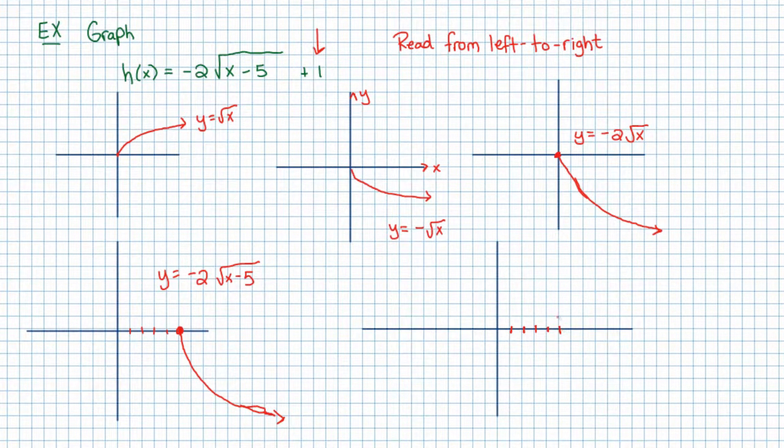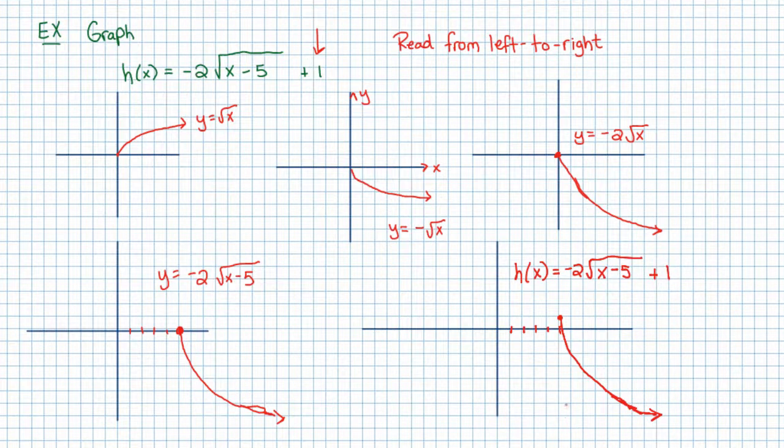So remember I made kind of a big deal talking about the anchor point when I was talking about base graphs. It's because it really does help you graph shifts and translations of your functions in the long run, because you can just grab that anchor point and use that for your shifts and transformations. And this is the final graph. h of x is equal to a negative 2 times the square root of x minus 5 plus 1.